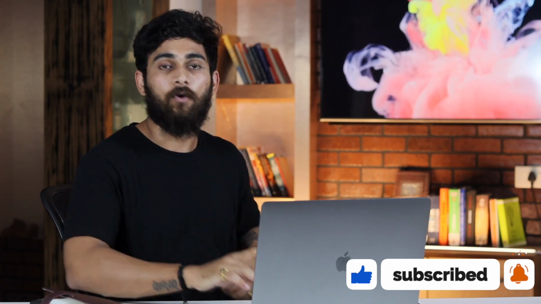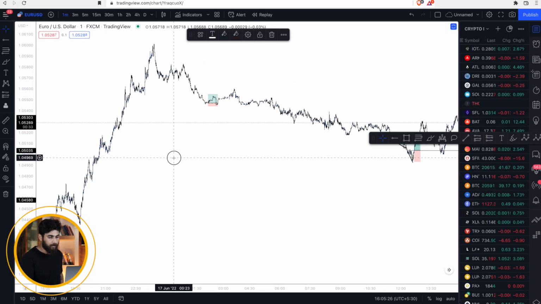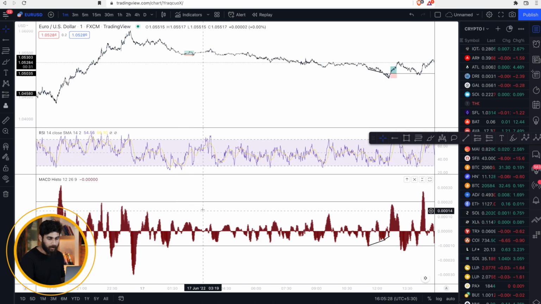Now let us move forward and see how to take the short trades. In the short trades, you have to do just the opposite of it. The first thing you will do is draw this line till 0.00020.